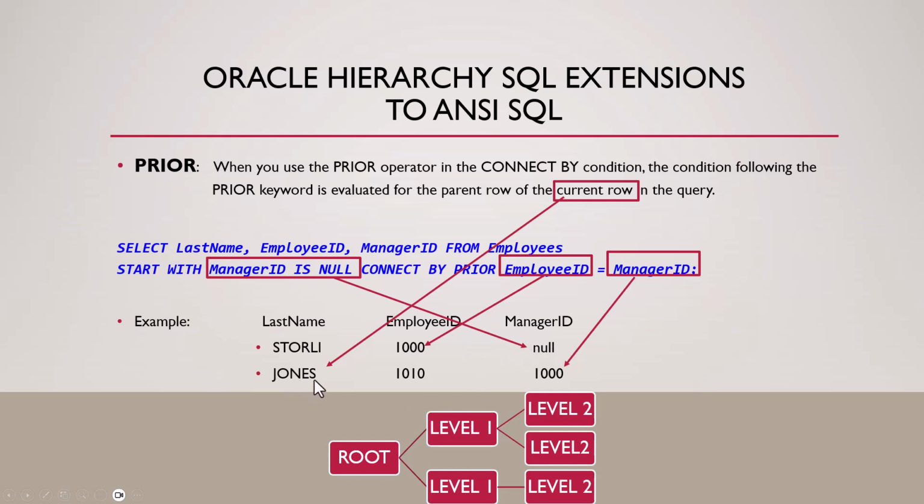Then, since we're in the current row of Jones, what we're saying is CONNECT BY PRIOR employee ID. So right now, we are on the second row, and the PRIOR employee ID will be my employee ID. Storley is 1000, because I want to set that equal to the current row's manager ID. So Jones' manager ID is me, 1000. So those two will be linked together, and that's how you can set up this CONNECT BY structure.